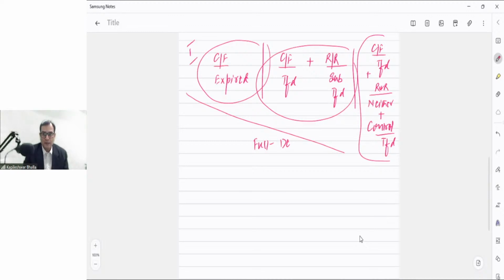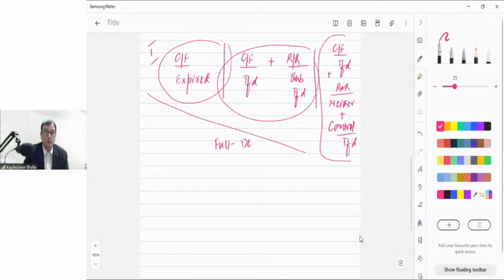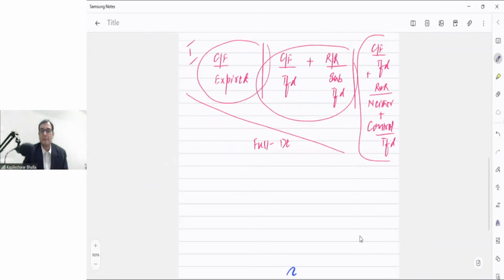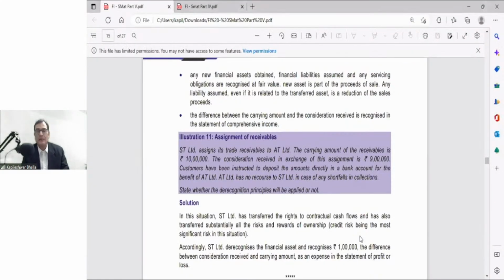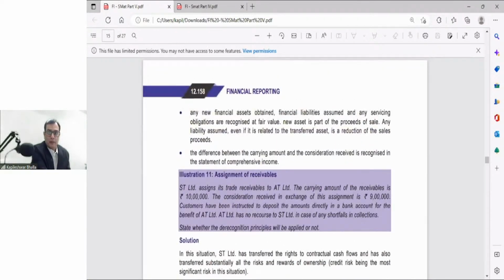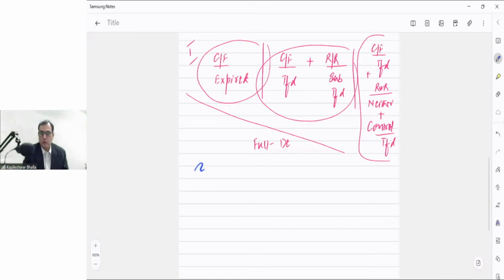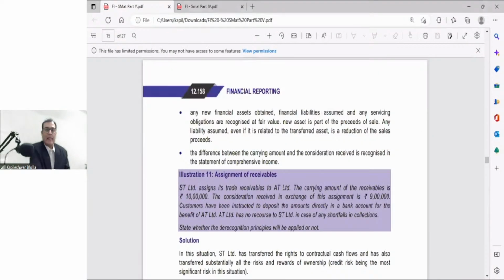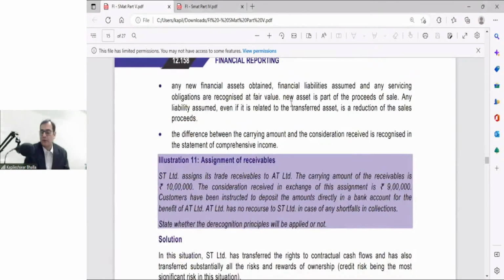So now I'm going to take you to the illustration and we're going to see which permutation combination is getting met. Let me come to illustration number 11, which is in unit number 5, and that's page number 12.158 of the study material. Let's read and identify in this particular case what permutation combination is getting met.